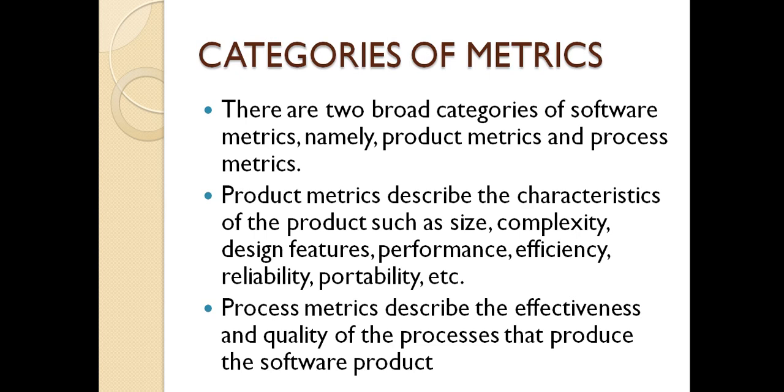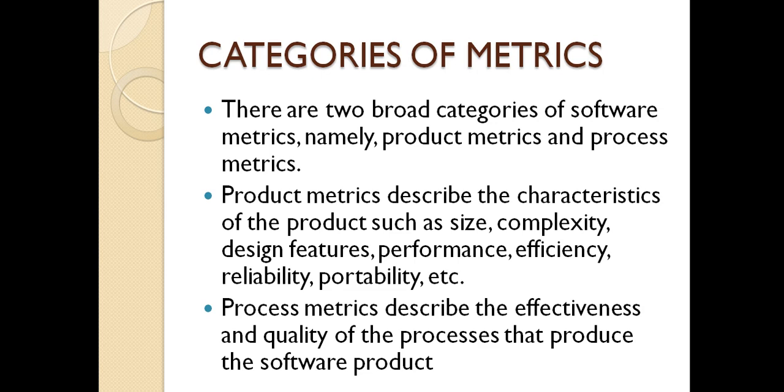So, categories of metrics. Metrics are divided into two categories, product metrics and process metrics. Product metrics describe the size, complexity, functionality, performance, reliability, and portability. And process metrics primarily focus on the quality of the processes. They improve the quality of the processes used for developing the software product.